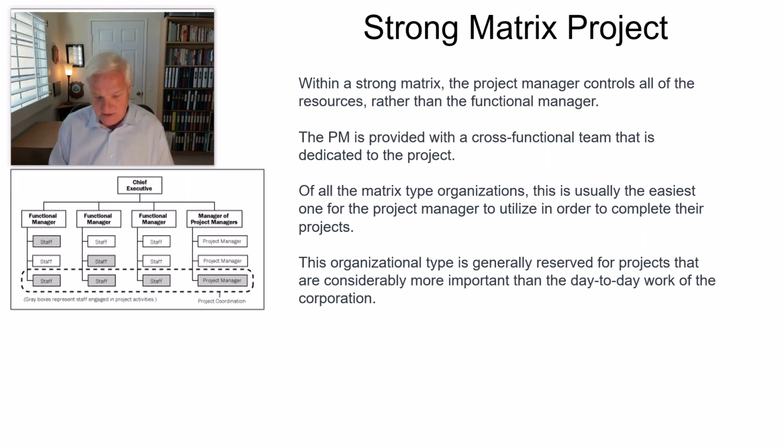Now, let's go ahead and jump into a strong matrix. So you had weak, now we're going to look at strong. Within a strong matrix organization, the project manager controls all of the resources rather than the functional manager. The PM is provided with a cross-functional team that is dedicated to the project. Of all the matrix organizations, this is usually the easiest one for the project manager to utilize in order to complete their projects. Remember that.